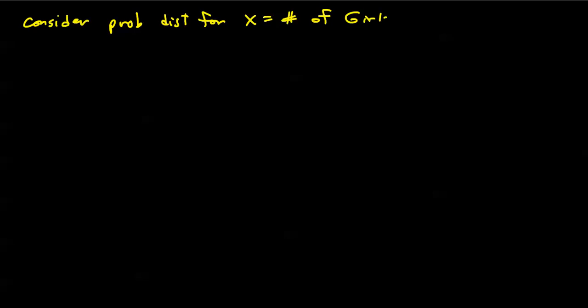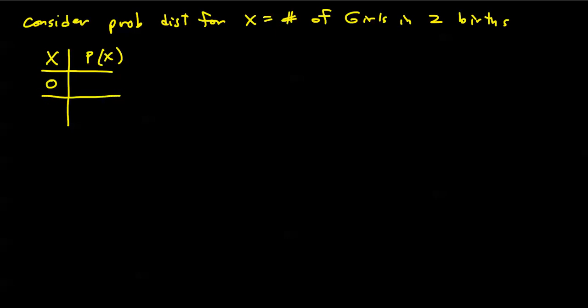Now let's consider, again, the probability distribution for x equals the number of girls in 2 births. We've already looked at that earlier in the class. Now, the logic is equivalent to flips of a coin, two flips of a fair coin. I'm going to fill this in.